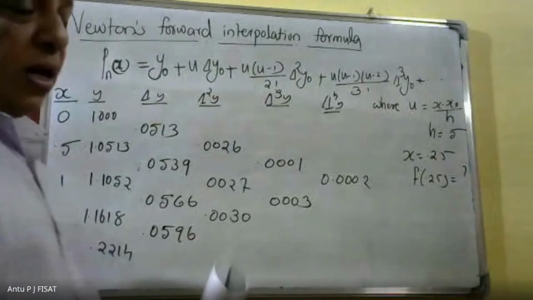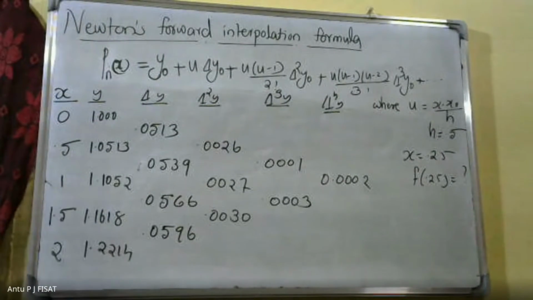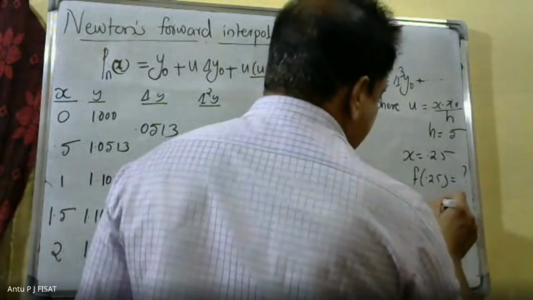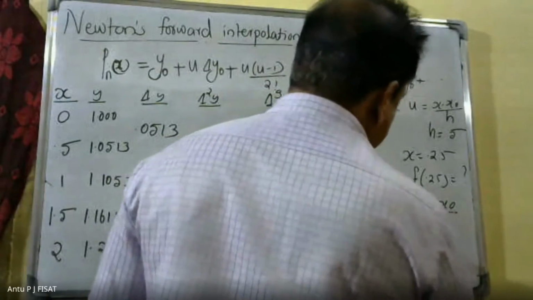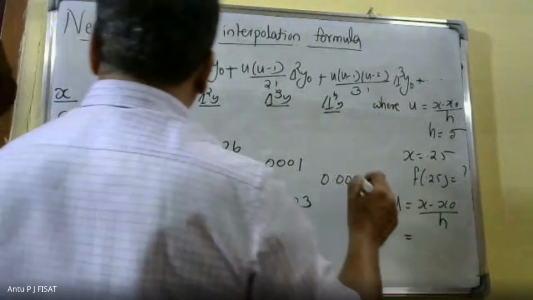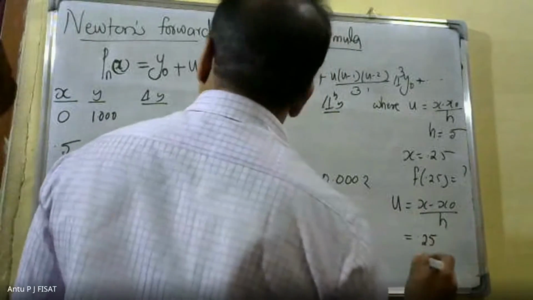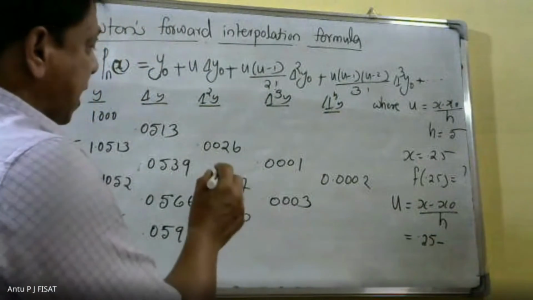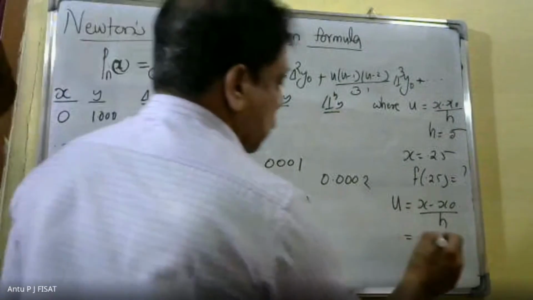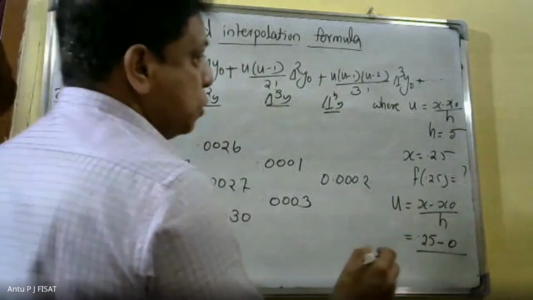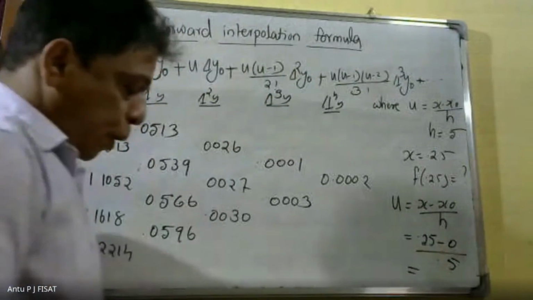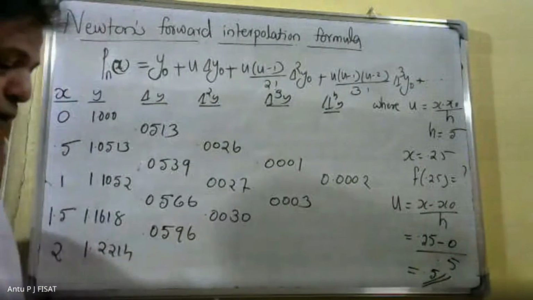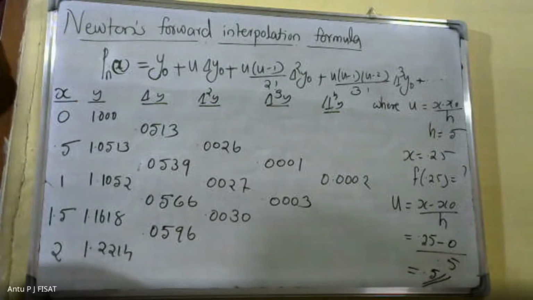For that, we use the formula. In the formula, first you have to find the value of u. To find the value of u, the formula is u is equal to x minus x naught by h. Here x is taken as 0.25, x naught is the first value 0, and h is equal to 0.5. Therefore, 0.25 by 0.5, the answer will be 0.5. Therefore, the value of u is equal to 0.5.